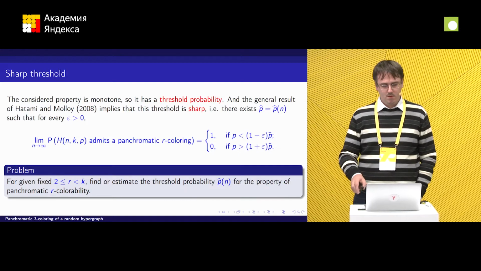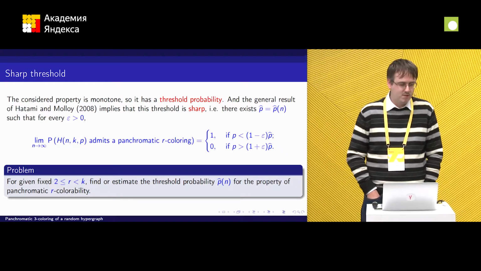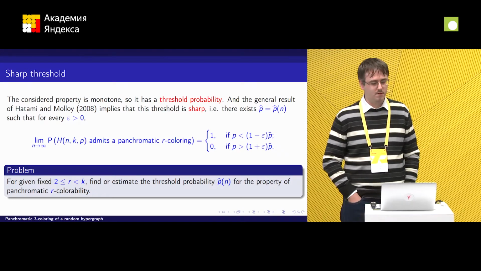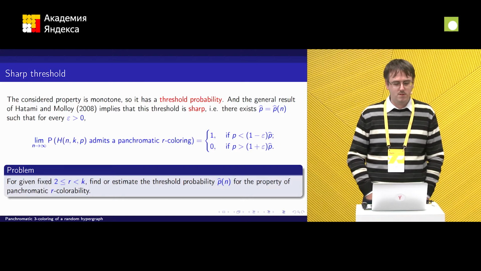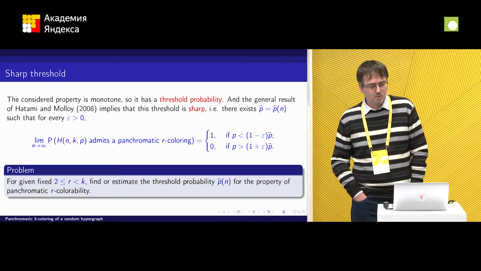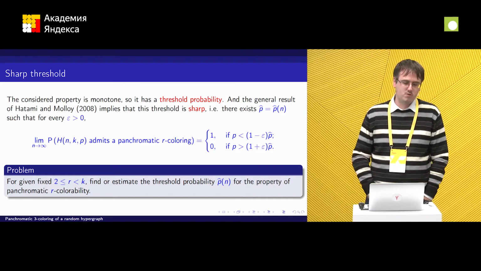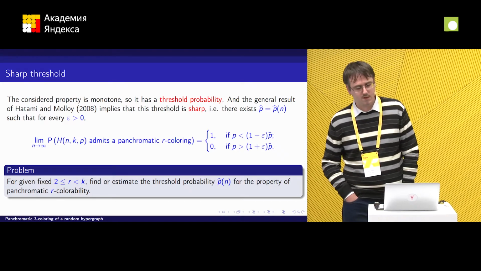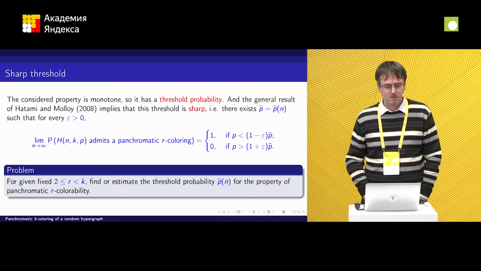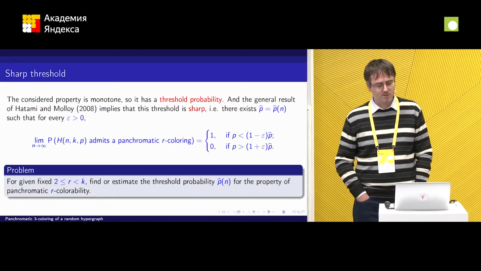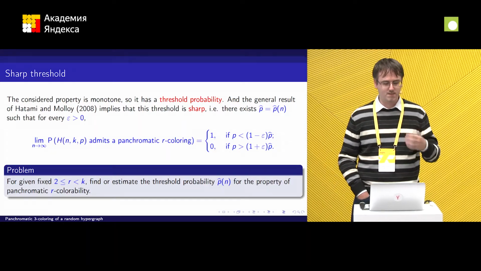Okay. So what can we say about this? It is easy to see that this property, admitting a panchromatic coloring, is monotone. So if we have a coloring for a hypergraph and we remove some edges from it, then the property will still be satisfied. So it has a threshold probability. This is a general result from the theory of random subsets. Moreover, in our case, we have a very nice result by Khatami and Molloy, which says that this property, admitting a panchromatic coloring, has a sharp threshold.